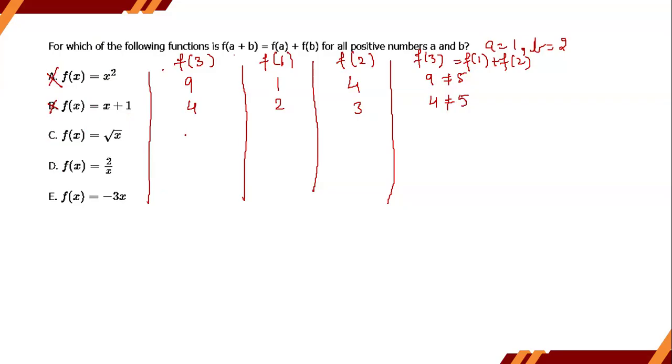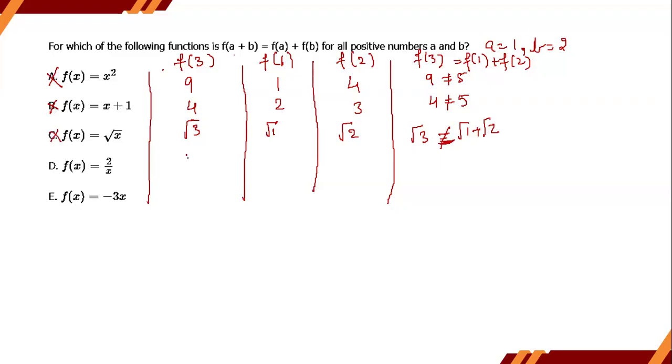All right, now let's look at option C. So here x is to be replaced by 3, right? So root 3. This is root 1. This is root 2, right? So whether root 3 is equal to root of 1 plus root of 2? No, these two are not equal. You cannot combine them, right? So these two are not equal, eliminated.